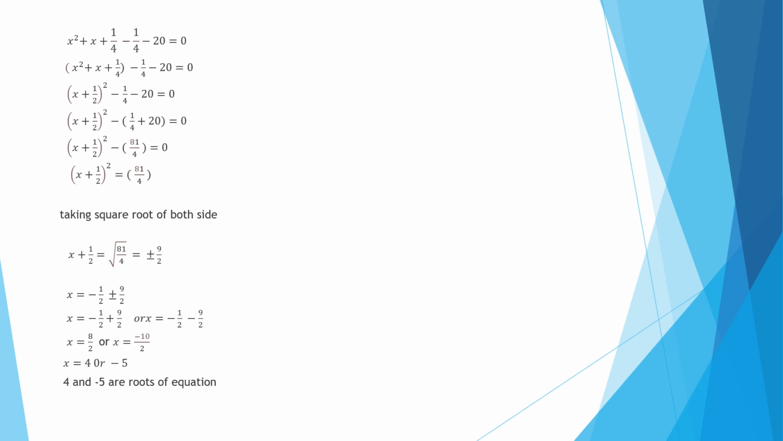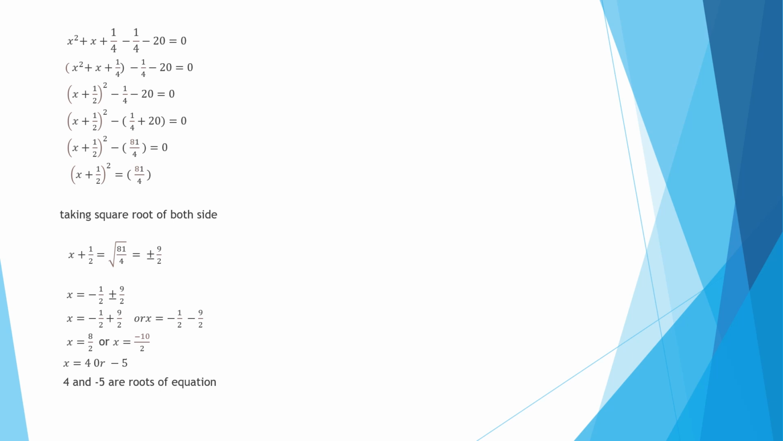So here a is x and b is 1 by 2. So a square means x square, and b square, that is (1 by 2) square, is 1 by 4. 2ab means 2 into x into 1 by 2. So the square of (x plus 1 by 2) is equal to x square plus x plus 1 by 4. Then minus 1 by 4 minus 20 is equal to 0. We write this term in the first bracket and the remaining terms, minus 1 by 4 minus 20, in the second bracket. Here we take minus common, and in the bracket the terms are 1 by 4 plus 20. Minus minus 20 becomes plus 20 is equal to 0.